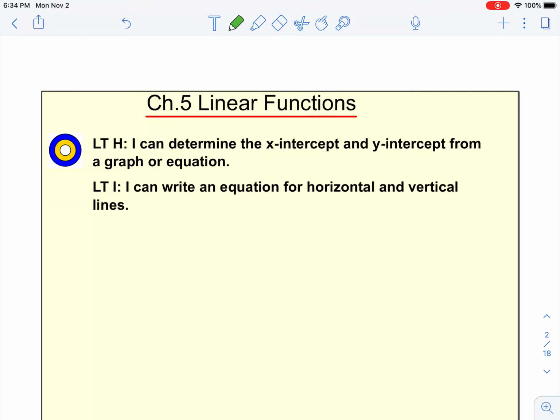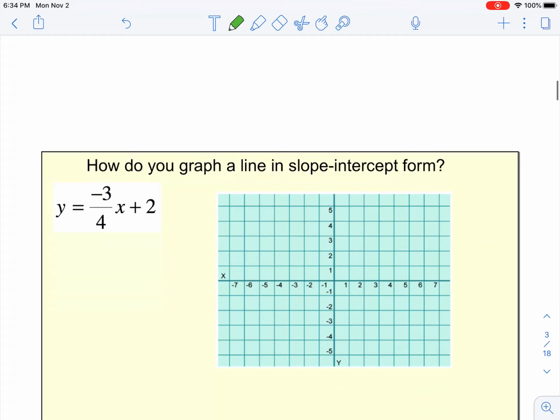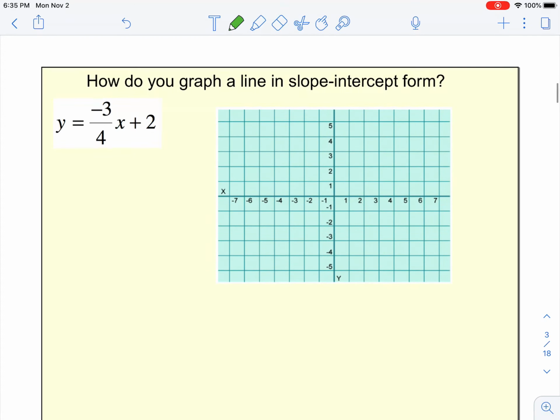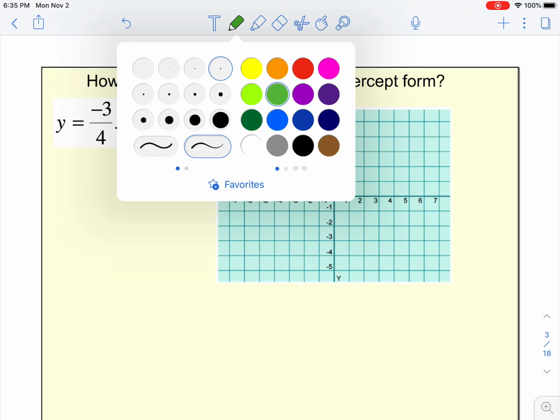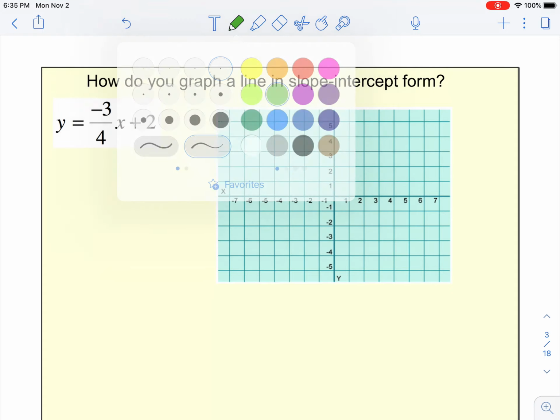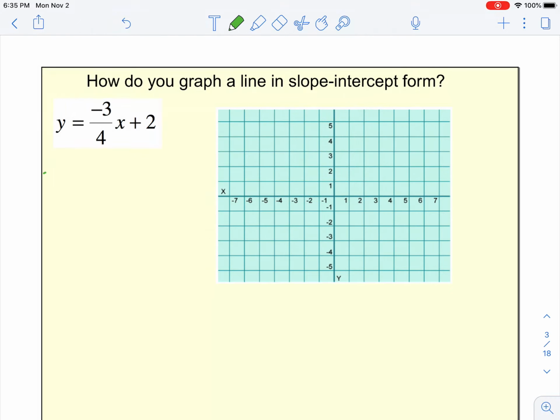So in today's lesson, we are going to work on determining the x and y intercept from a graph and equation, and we're also going to write equations for horizontal and vertical lines. Okay, so how do you graph a line in slope-intercept form? Do you remember? Well, you start by plotting the y-intercept. So again, this is y equals mx plus b.